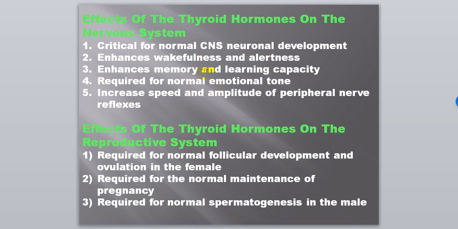Effect of thyroid hormones on the nervous system. What happens in the nervous system? One, critical for normal CNS and neural development, enhances wakefulness and alertness, enhances memory and learning capacity, required for normal emotional tone, and increases speed and amplitude of peripheral nervous reflexes. That means excitement of the CNS and PNS, excitement of wakefulness. A person under the effect of thyroid hormones becomes more excited, more alert, more awake. And that means the response to any stimulus will be fast.